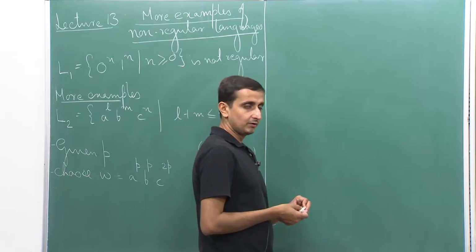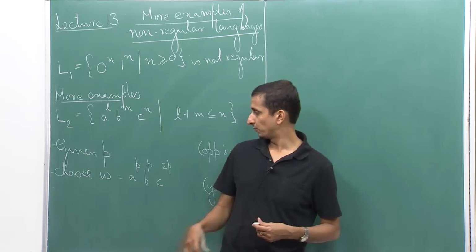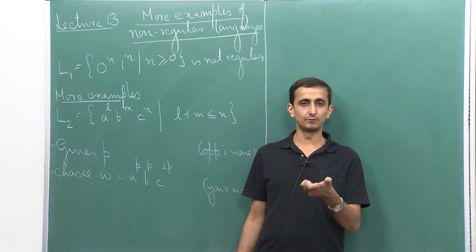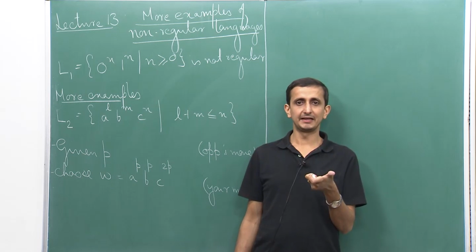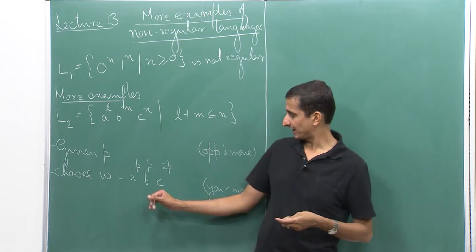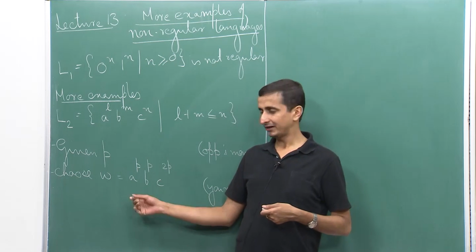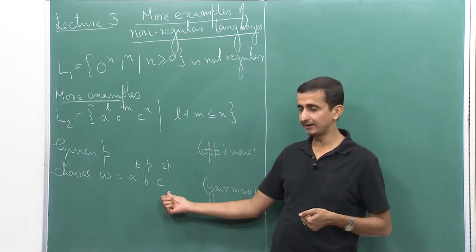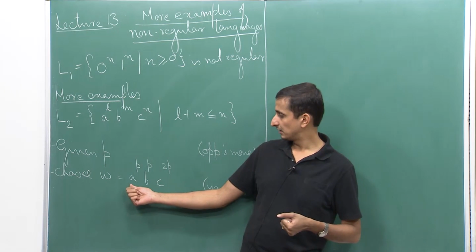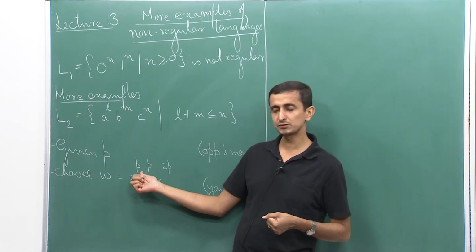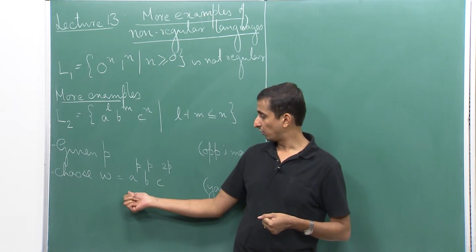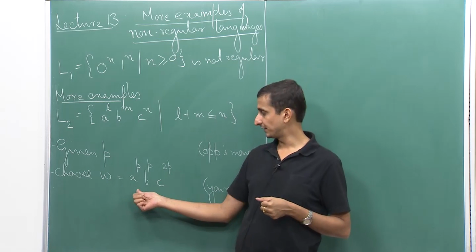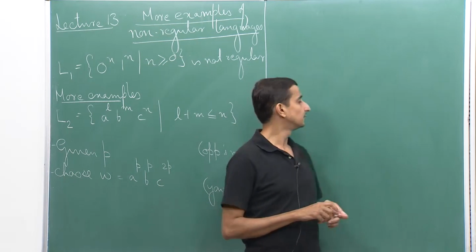Now again your opponent will make a move. What move does your opponent make? Your opponent partitions the string into 3 strings x, y, z, such that xy has length at most p and y has length greater than 0. If xy has length at most p, what can the strings x and y contain? Observe that the way we chose our string w, if xy has length at most p, then it consists only of a's. It cannot have a b or a c because the number of a's is p.